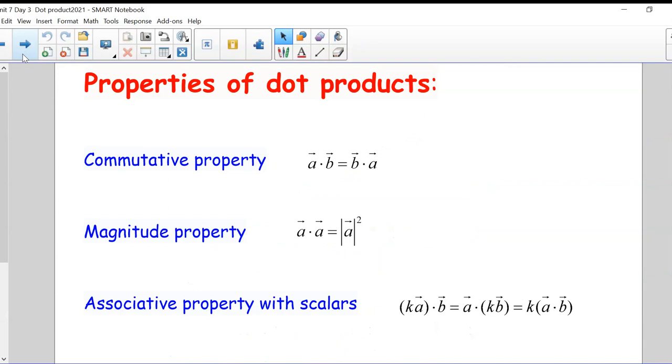Properties of dot products. They are commutative. So taking A times B will be equal to B times A. The order is just like any other multiplication. That doesn't work for cross products. Cross products are different, but for dot products, multiplying them in a different order doesn't change the result. You get the same result.